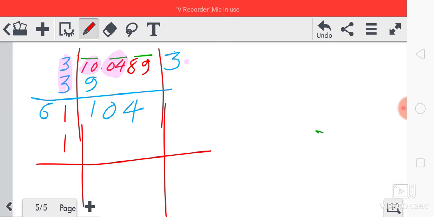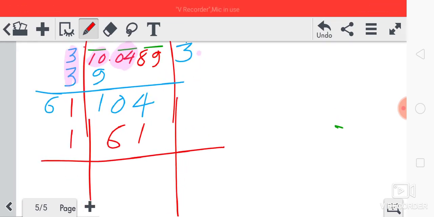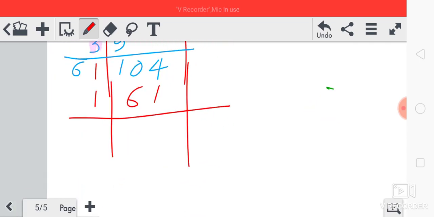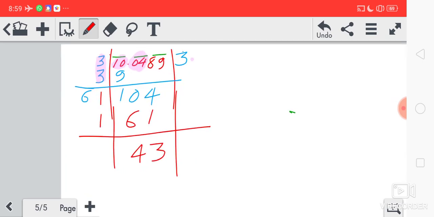So 61 into 1, how much will we get? 61 only. Now subtract it. How much will we get? After subtracting, 4 minus 1, you'll get here 3. 10 minus 6, you'll get here 4. Okay. Now after this, you have to add this part. 61 plus 1, how much will we get? 62. So here we are getting 62. Got it?